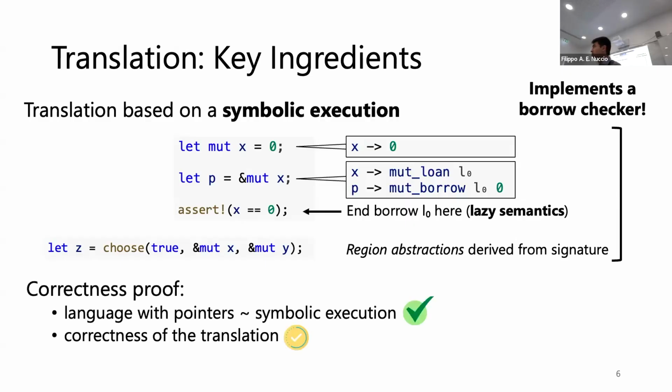So we proved that there is a forward simulation between this and a semantics of Rust where we explicitly model pointers and their references and these sorts of things. So this is a pen and paper proof. There is a mechanization ongoing, and there is also ongoing work on formalizing the translation. Okay, so that's for the high-level idea. Now let's do a small demo.